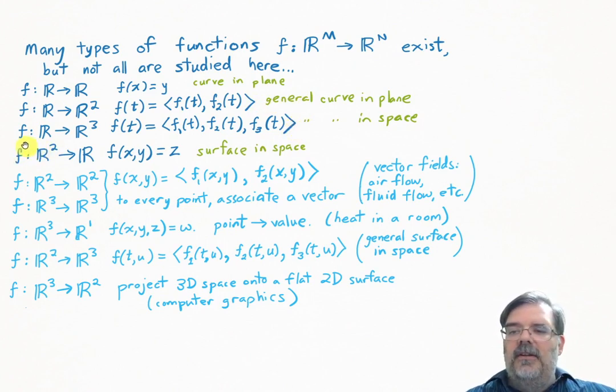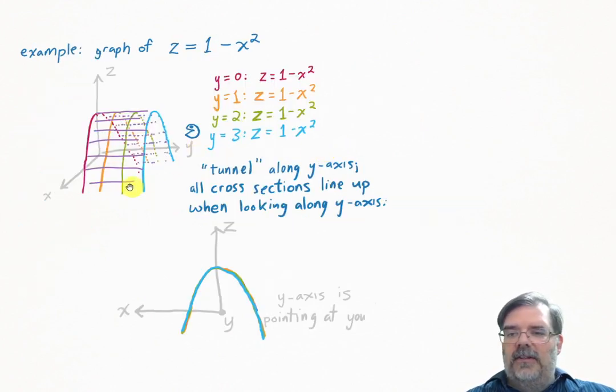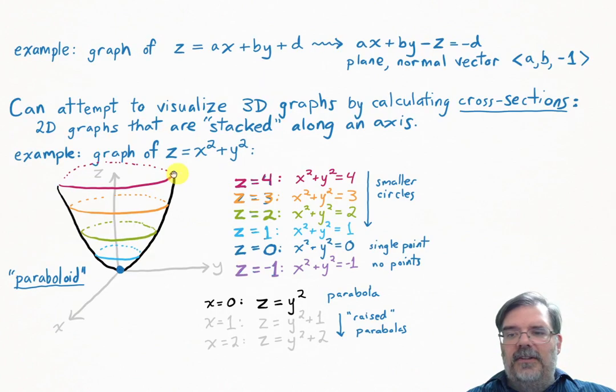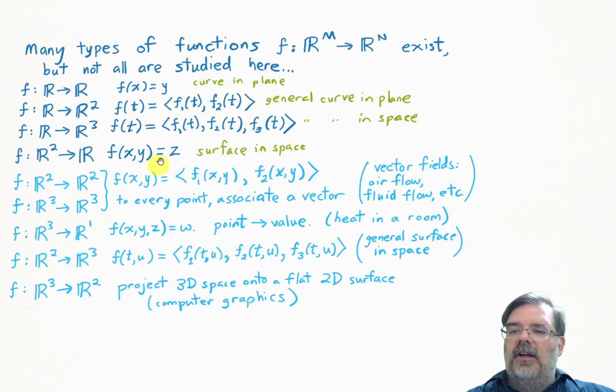As we've seen in this lesson, the functions f of xy equals z represent a very special kind of surface in space. Right? We saw they could represent something like a tunnel, or this shape, which is called a paraboloid, by the way. They represent lots of different things.